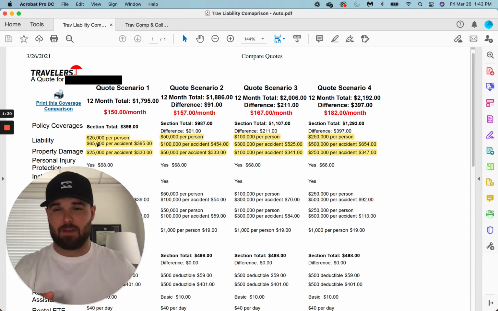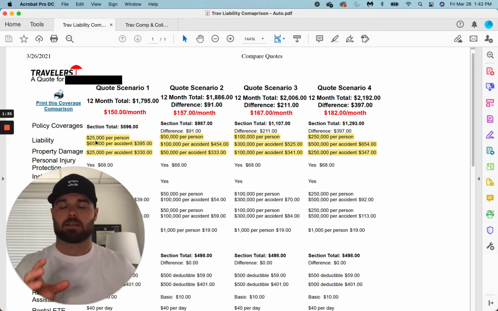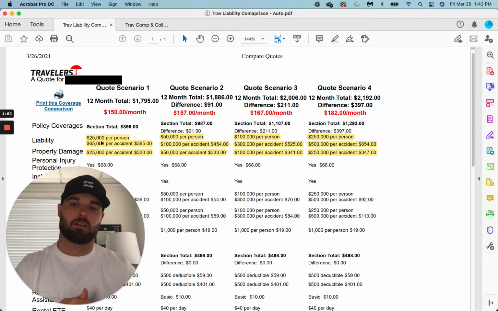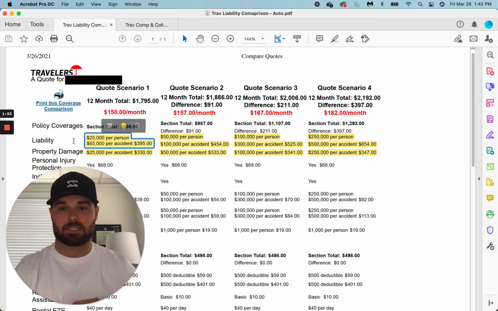Next number is $65,000 per accident. So it's that same number, medical bills or liability bills, but this is per accident. So we could have $25,000 per person, $65,000 per accident, which means, let's say there's three people. Each of them would not receive $25,000 because that would be $75,000, which would be above the per accident limit of $65,000. So we could have $12,000, $12,000, and then $25,000. That's okay, but $65,000 is the cap per accident.